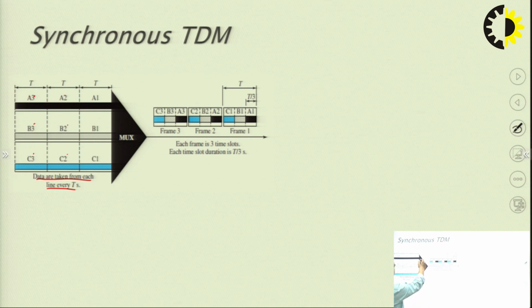Okay. So here they use this multiplexer and send the data in the form of a frame. If you look at each time slot in one frame, A1 is also forced to send. If A1 is sending the data, that's okay, but if B is not intending to send data, it is still forced to send data here. So each frame has 3 time slots, and each time slot's duration is t divided by 3 seconds.